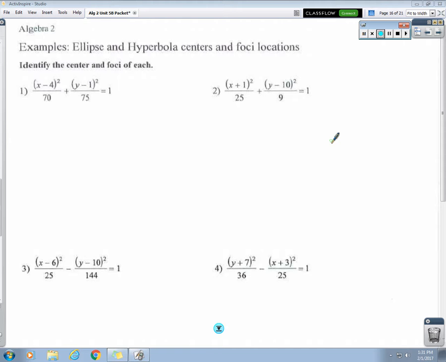Because you're really going to have to look at each formula. Because now, this worksheet has an ellipse and hyperbola. So, the first thing you have to decide is, what is it? This is an ellipse. How do we know? Correct. If there's a plus sign in the middle, it is an ellipse.